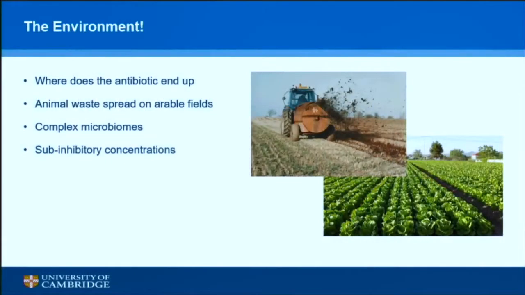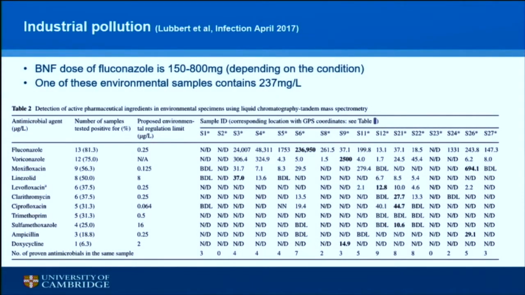We would be negligent if we didn't talk about the environment, because clearly one of the routes out of farms and out of agriculture into people is via the environment, because that's where we throw animal waste, spreading it on fields and into very complex microbiomes, and often at sub-inhibitory concentrations which are likely to encourage the development of antimicrobial resistance. Now, I was asked a couple of years ago to review a paper on the effect of environmental pollution. It happens to be from India, but it could have been elsewhere in the world.